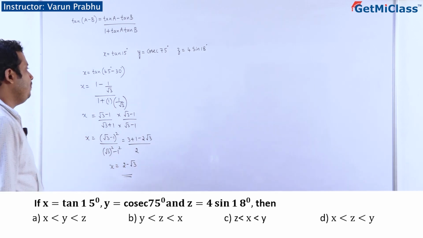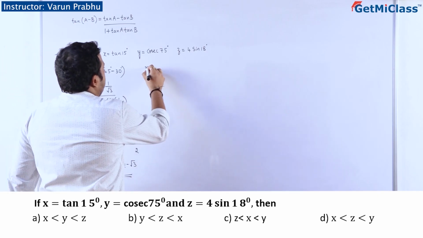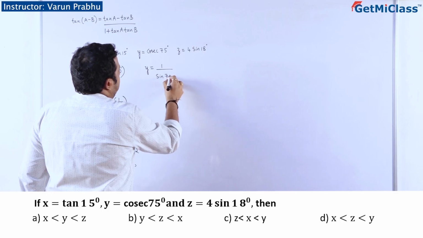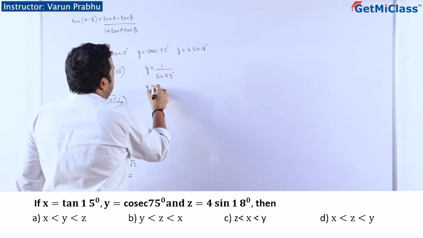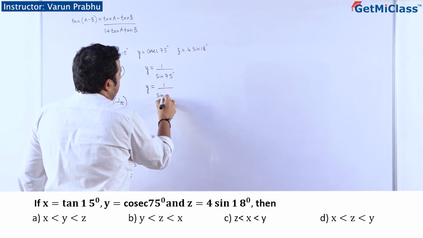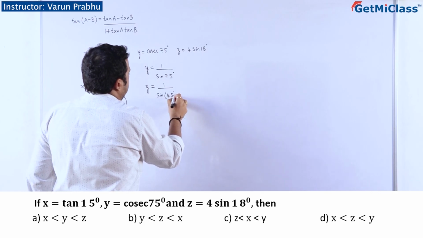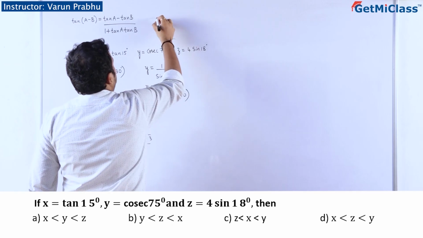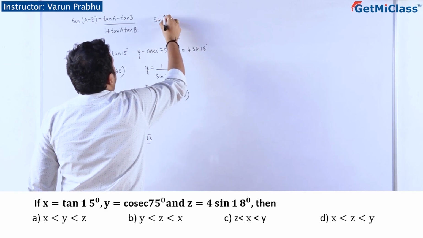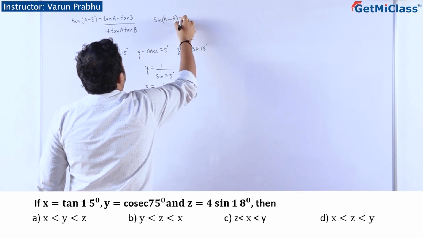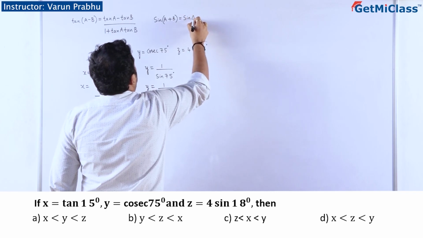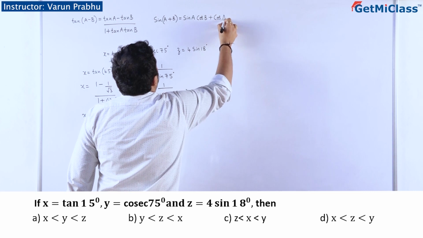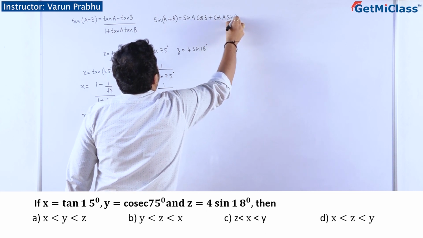2 minus root 3. So what is the value of Y? Y is equal to cosecant 75, which can be written as 1 divided by sine of 75 degree. Y is equal to 1 divided by sine of 45 degree plus 30 degree. So we can write here sine of A plus B. What is the formula for sine of A plus B? That is nothing but sine A cos B plus cos A sine B, correct?